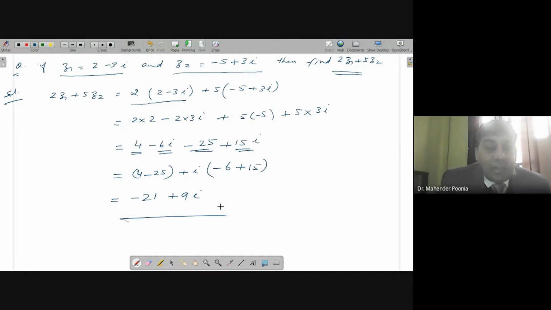So if z1 is equal to 2 minus 3 iota and z2 is equal to minus 5 plus 3 iota, then 2z1 plus 5z2 is again a complex number and the value of this is minus 21 plus 9 iota. Right?